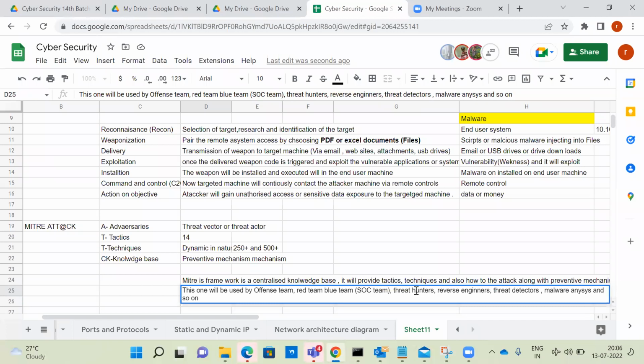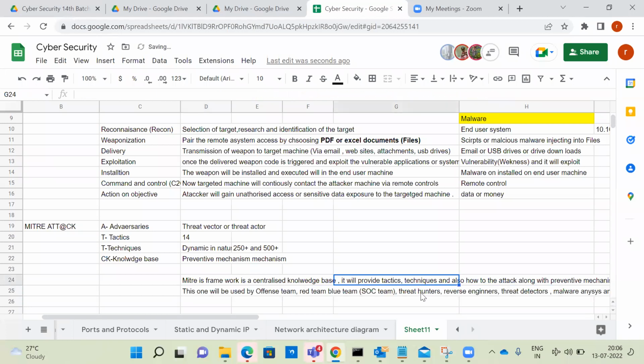So SOC team, threat hunters, hunting of the threats. I will explain what is meant by threat hunting and reverse engineering. Threat detectors are nothing but incident responders, malware analysts, and so on. So that is about the MITRE framework. Now I will go and show you practically.